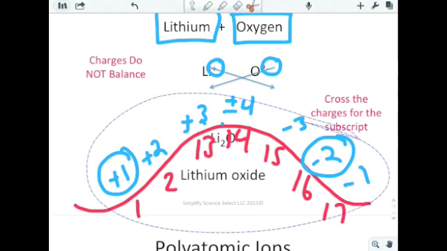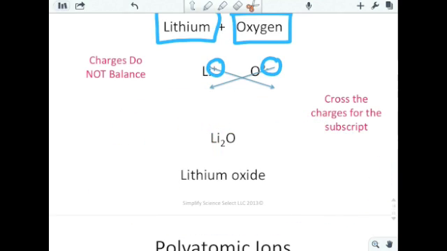So once we have those, what we do is we crisscross them. We cross the charges for the subscripts. Now remember what I told you. The positives have to balance out the negatives. When we crisscross like this, we bring this 2 down and that 1 down. So that 2 went right here and that 1 went right there. It's just understood. We don't have to write the 1. We just leave it understood.